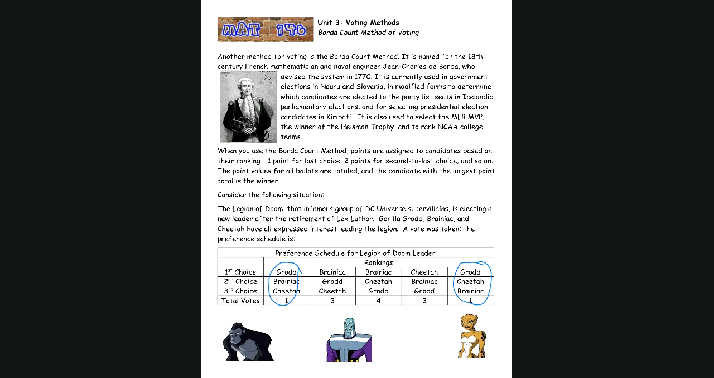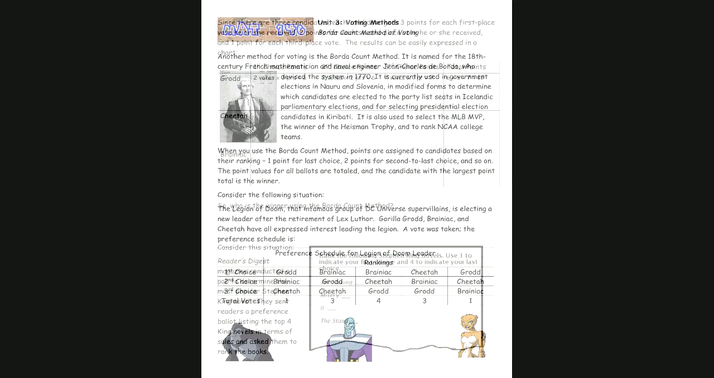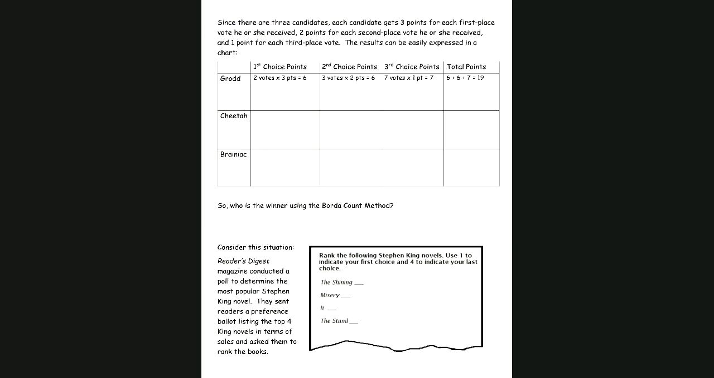Also notice there were 3 votes where Grodd was the second choice. So here Grodd was the second choice. There are 3 voters. So we're going to multiply 2 times 3 in this case. And then there were 7 voters who wanted Grodd as their last choice, or third choice, because that's 4 plus 3. So that's where we get 2 votes times 3 points.